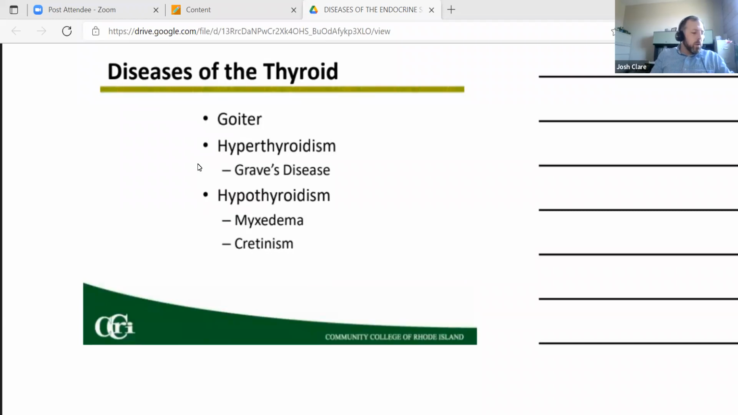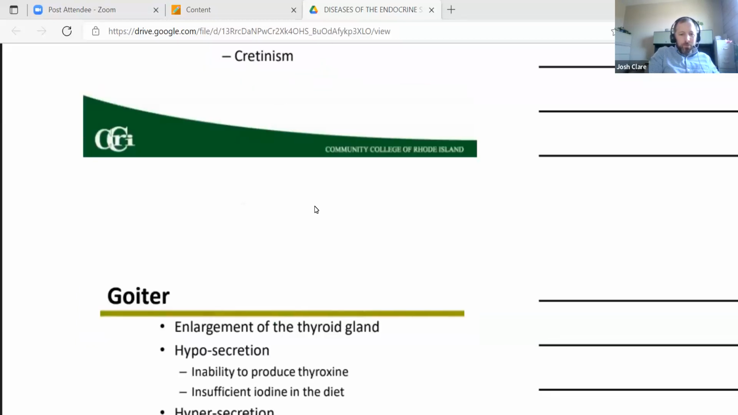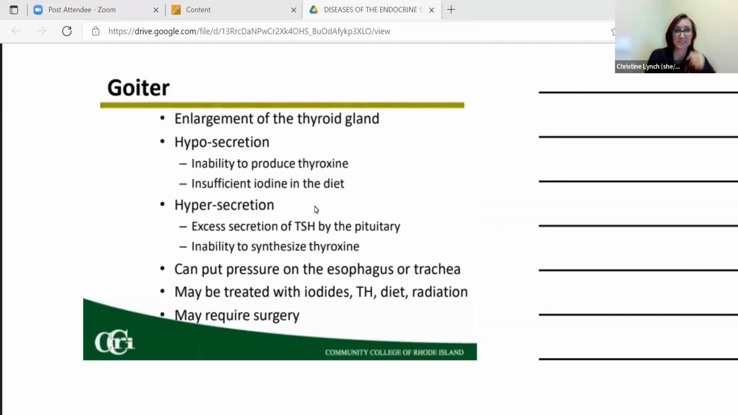Diseases of the thyroid: goiter, hyperthyroidism, and Graves' disease, hypothyroidism, and you'll have to step in to pronounce some of these words for me, Christine. All right. So a goiter is just an enlargement of the thyroid gland. Could be due to hyposecretion or hypersecretion of the thyroid gland. It's another symptom of hyper or hypothyroidism. More prevalent in women over 40.